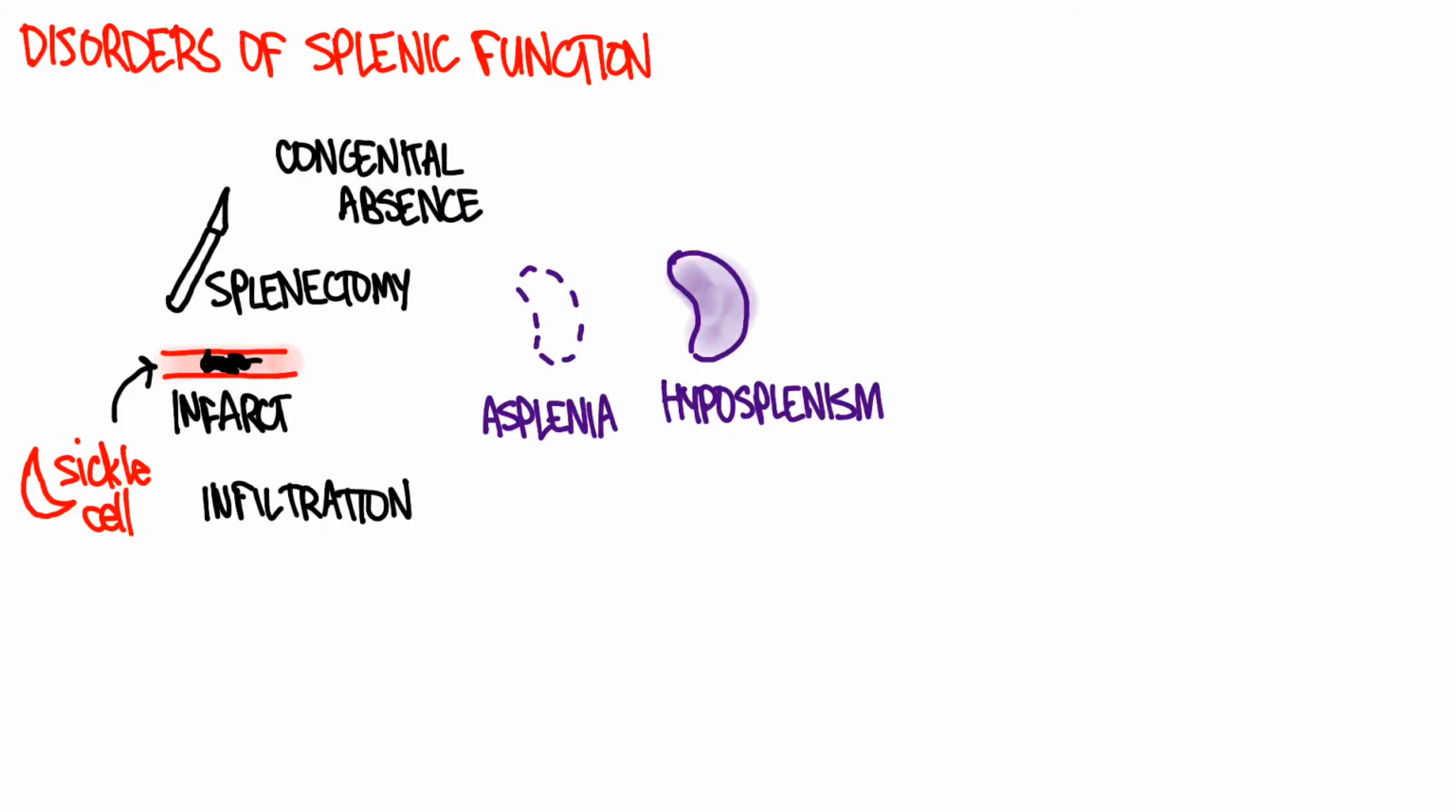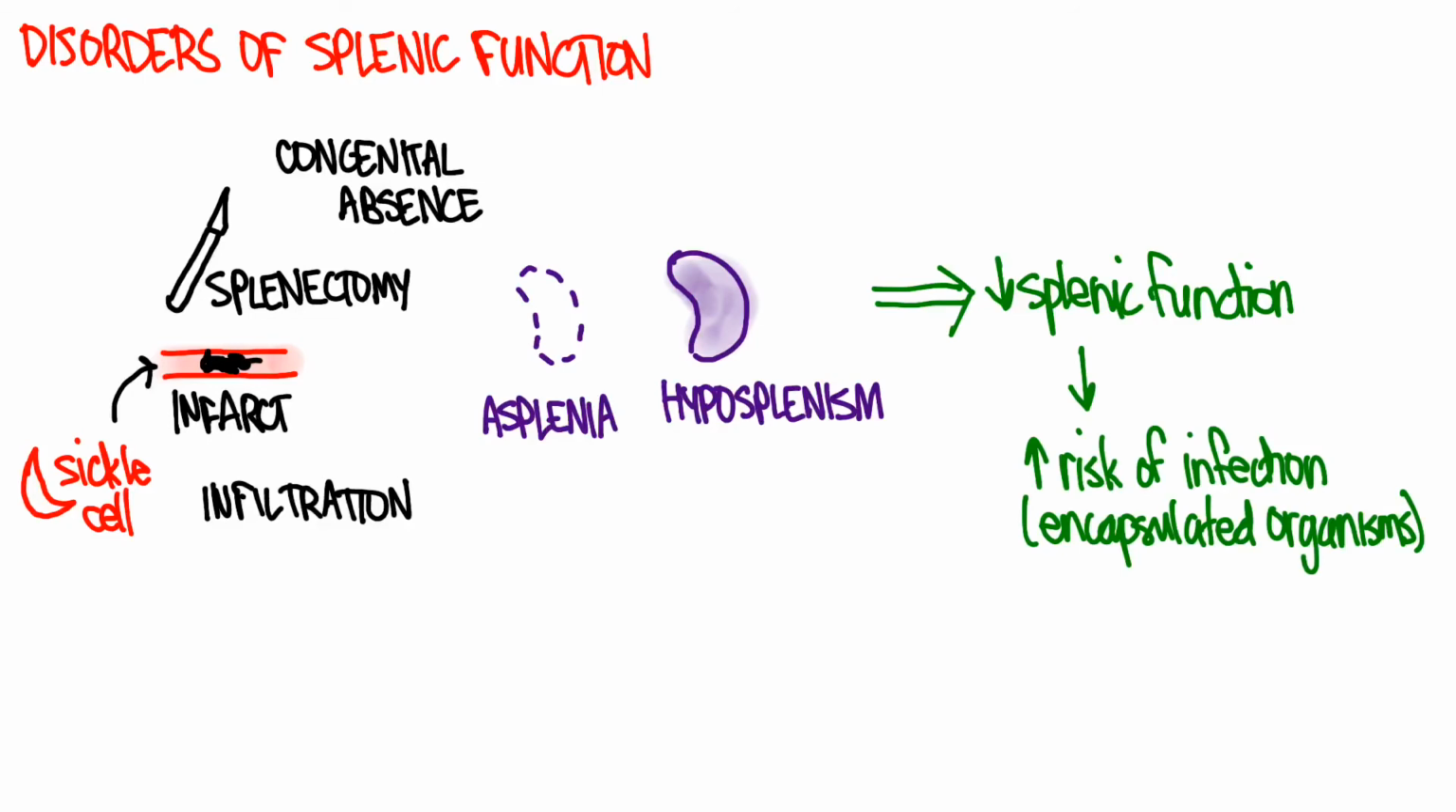Most familiar with this is sickle cell disease, which can cause splenic infarcts. It can also cause splenomegaly, and of course we know that cells can get sequestered in the spleen too. And all of this leads to decreased splenic function. That leads to increased risk of infection, of course, worse with encapsulated organisms.